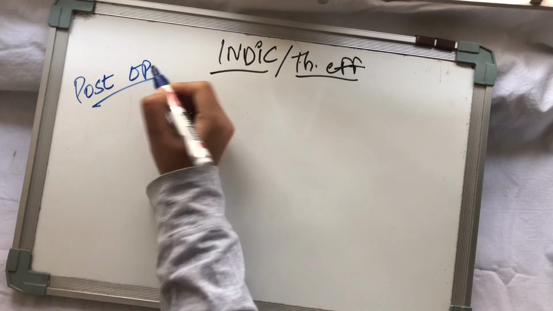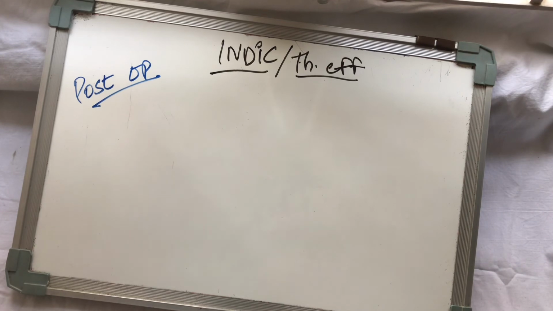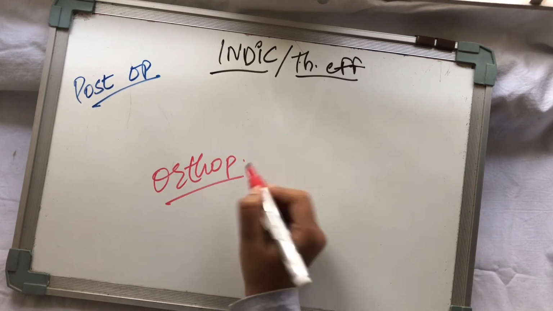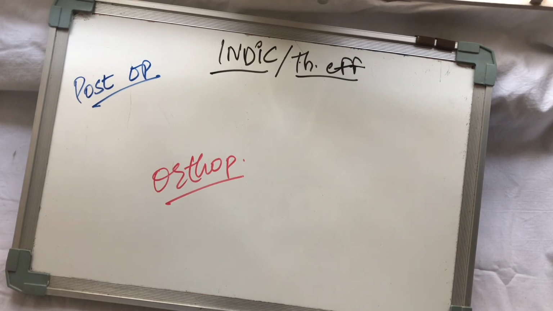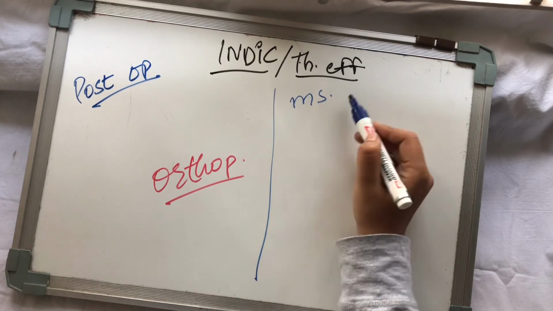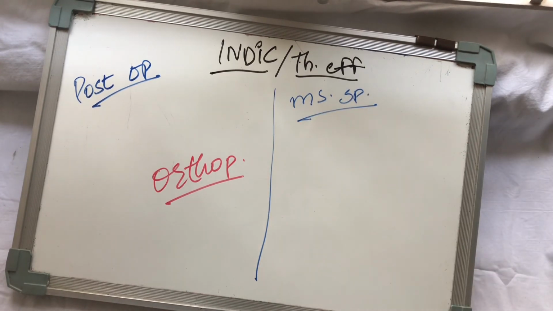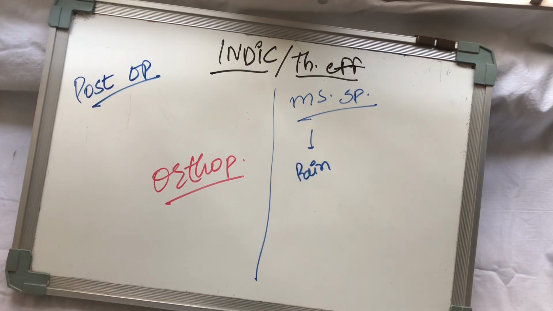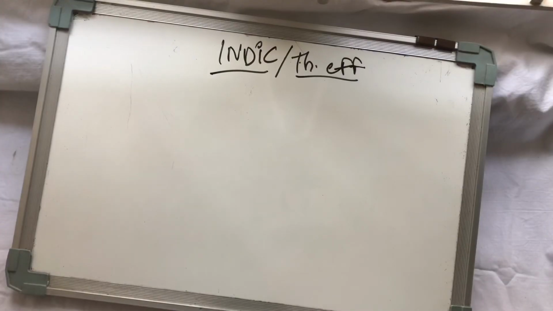Third indication is post-operative. Different methods of cooling are used, particularly post-orthopedic surgery involving limbs. Cryotherapy is often used post-arthroscopy, reconstructions and anterior cruciate ligament surgeries. Next is muscle spasm. Muscle spasm is linked to pain, and as we use cryotherapy for pain reduction, it can also be used for muscle spasm.